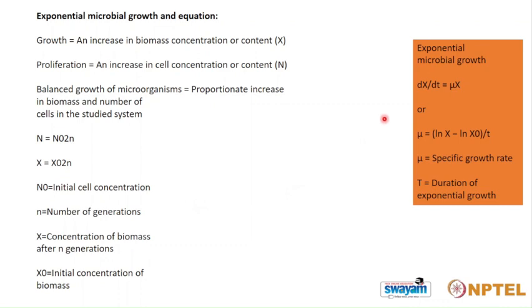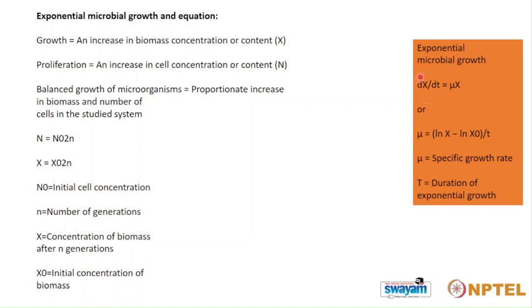And microbial growth has different phases. Have you heard about it? Lag phase, log phase, exponential phase. And at each and every phase, the microbial growth rate, the specific growth rate, will vary. So how does it vary? It varies based on the variation of biomass with respect to time.